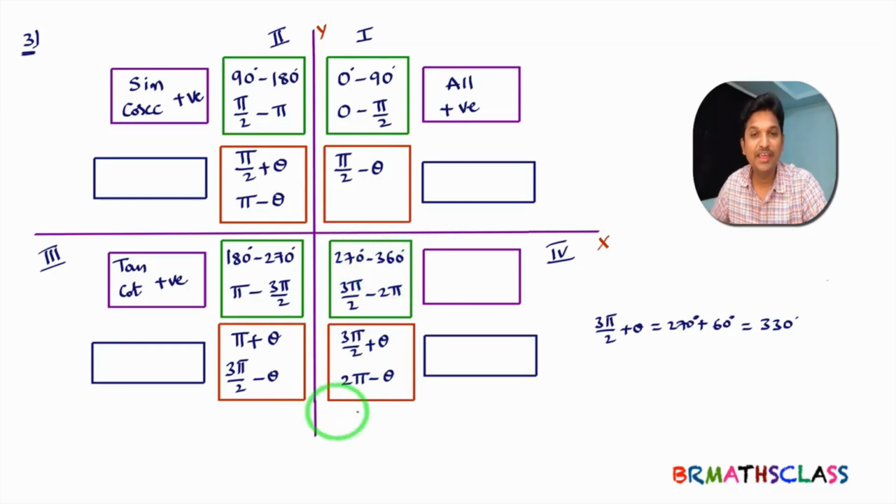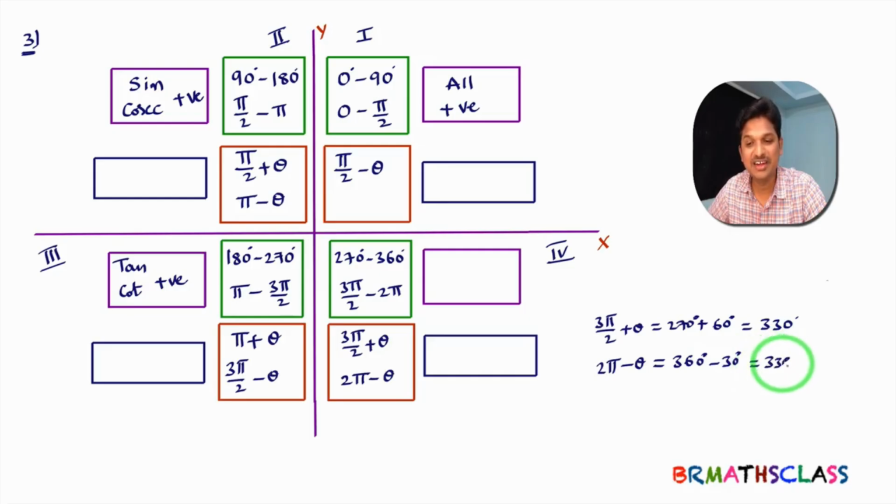Correct? 2 pi minus theta lies in fourth quadrant. You observe with this example. 2 pi minus theta. 2 pi is 360 degrees. Minus theta is any acute angle. You take theta as 30 degrees. 360 minus 30 degrees is 330 degrees. 330 degrees lies in fourth quadrant. What point you need to remember here? 2 pi minus theta lies in fourth quadrant. 3 pi by 2 plus theta lies in fourth quadrant. You need to memorize this thing.